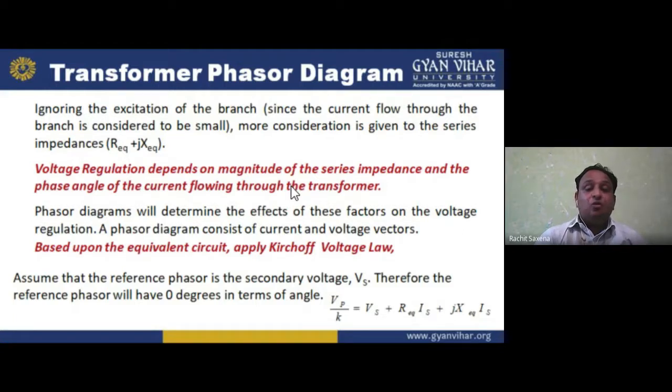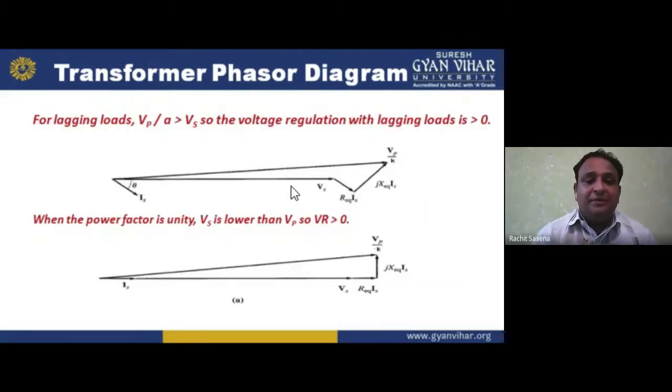Based upon the equivalent circuit, apply Kirchhoff's voltage law. Previously I told you we have the equivalent circuit, and if we apply Kirchhoff's voltage law, we can assume the reference phasor is the secondary voltage, Vs. Therefore, the reference phasor will have 0 degrees in terms of angle. So we can write Vp upon K is equal to Vs plus R equivalent Is plus jX equivalent Is. By transforming it, now for a lagging load, Vp upon K is greater than Vs.